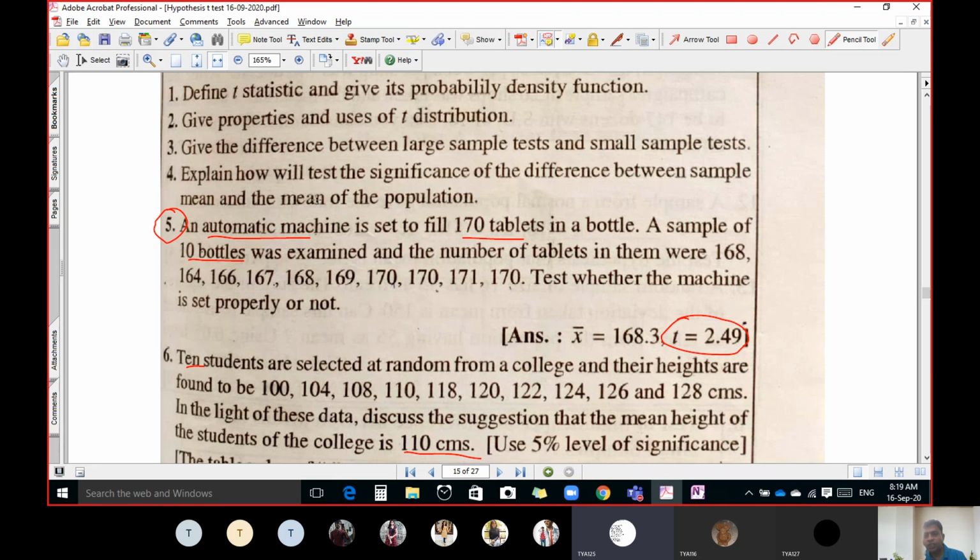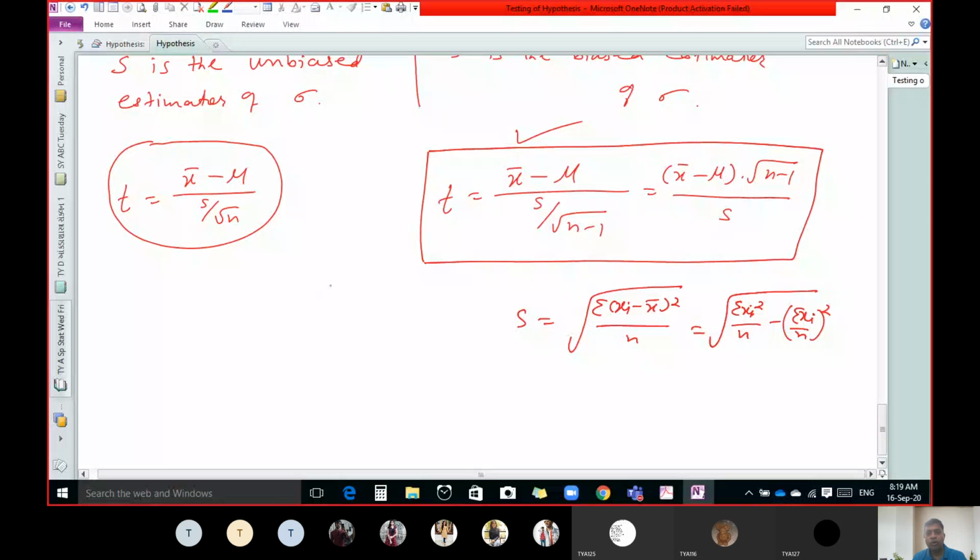So 168.3. How can you calculate 168.3? We will take the arithmetic mean of these 10 samples. Which 10 samples? 168, 164, 166, 167 to 170. What will you do with them? Calculate the arithmetic mean. How do you calculate the simple mean? Summation of xi divided by n. Very good. So just add all these 10 observations and divide by 10, you will get x bar. Perfect. Okay, now we want to calculate t. So here we have x bar. What is mu?